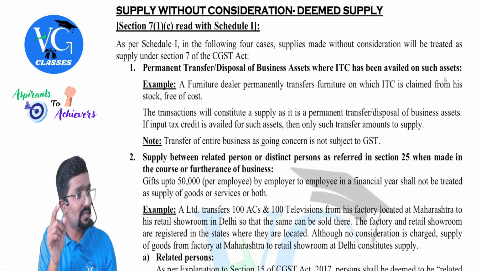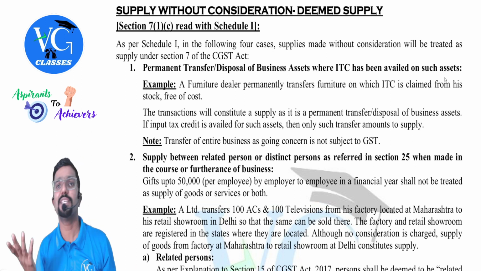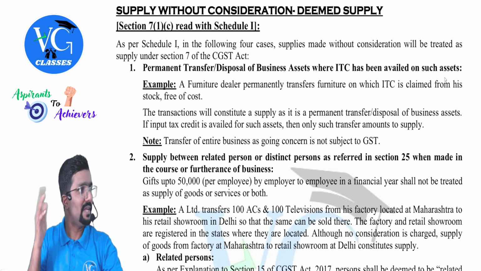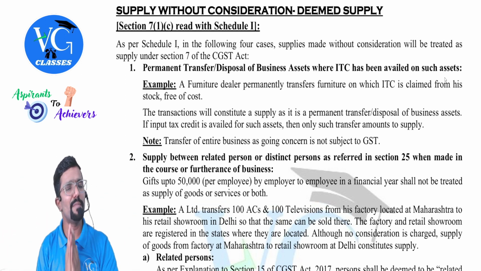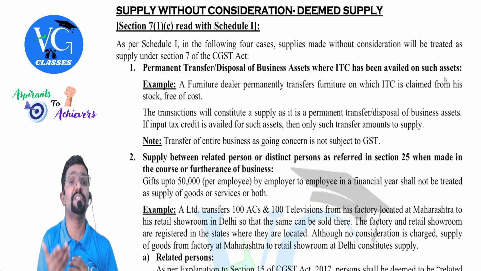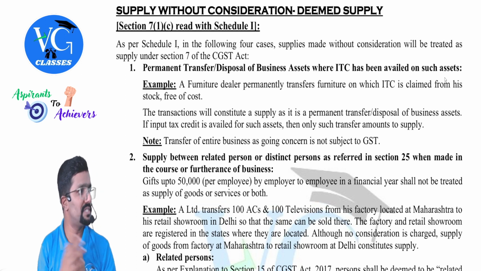Guys, 7(1)(c) is there, but consideration is not there. Clear? Only then you check this section, when there is no consideration. Why am I repeating it again and again? Because students get confused: sir, when to operate which section? When to check which section?